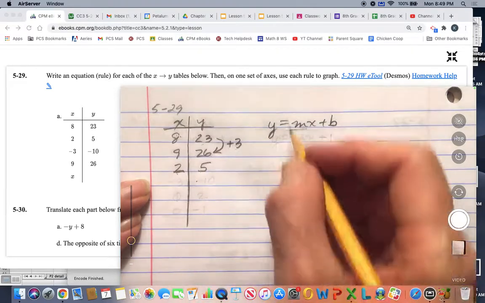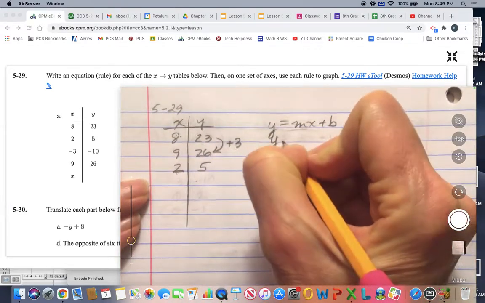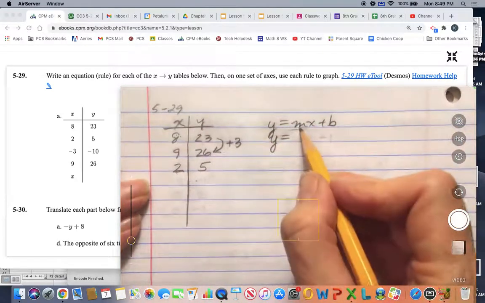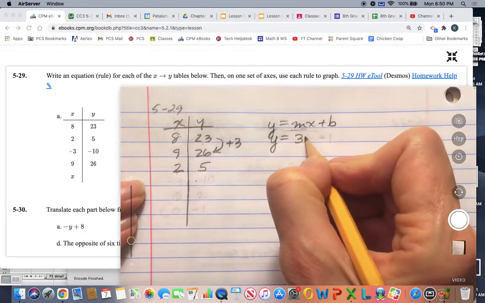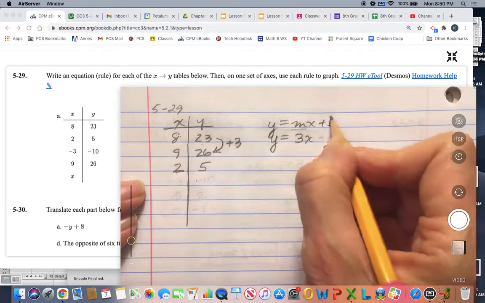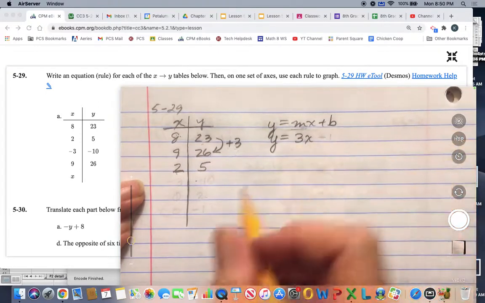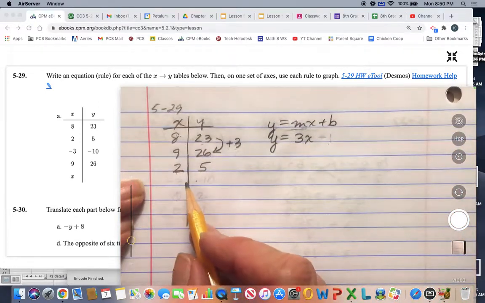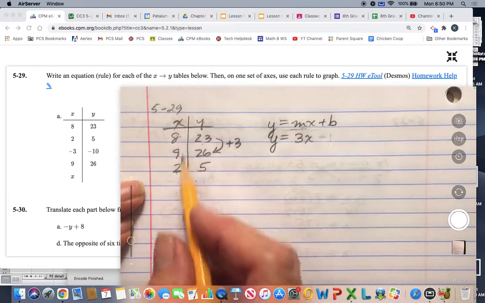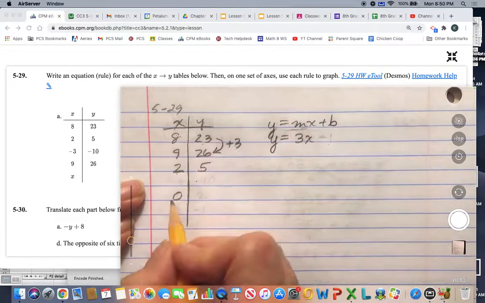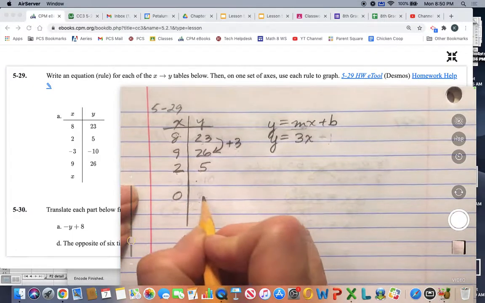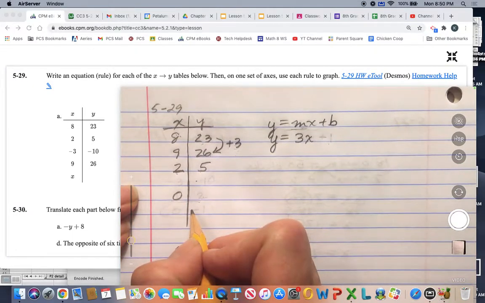Okay, so we can start writing the rule because we know that the change goes right here. So that will be 3x, but we still don't know what our b is. And so in order to find b, we need to find out what figure 0 is. So we need to know what the y value is for figure 0.